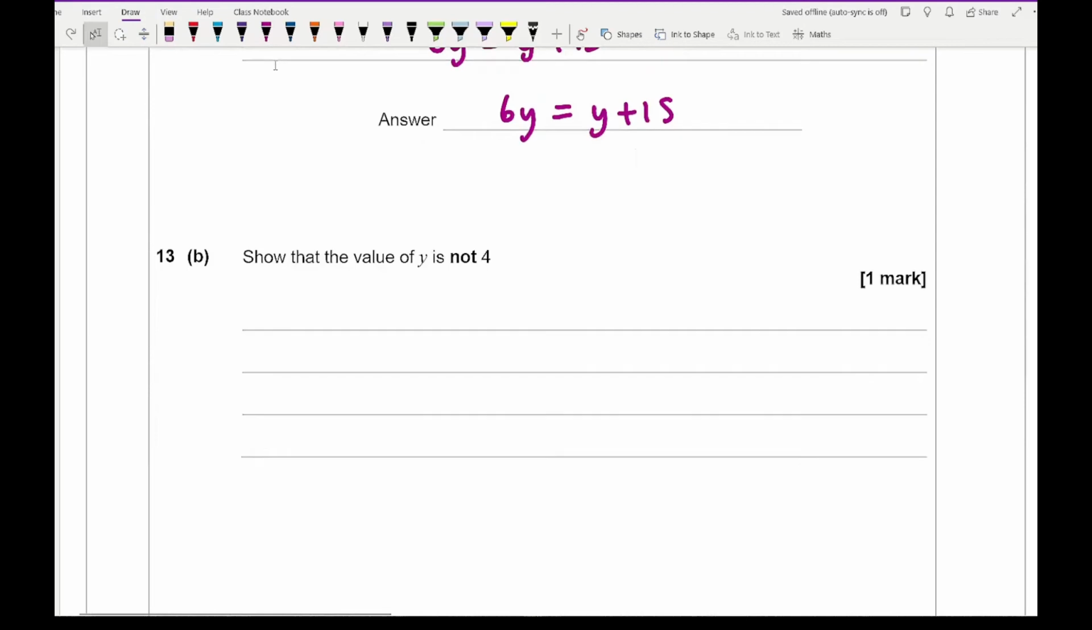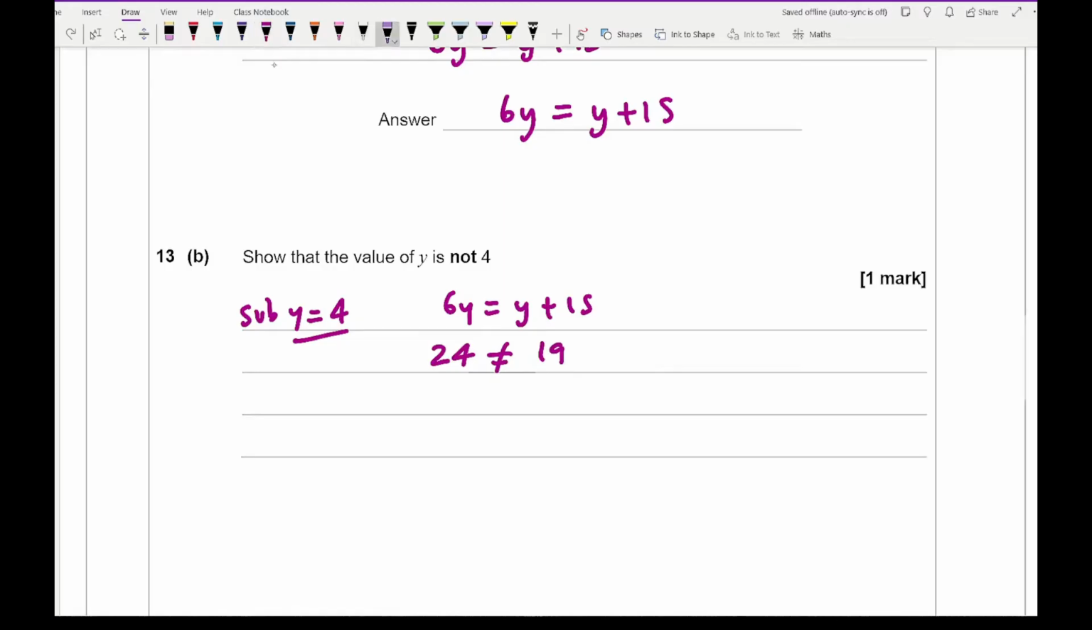Moving on to question 13b, it says show the value of y is not 4. Now there's a couple of ways in which you could do this. You can either sub y equals 4 into both sides. So if I've got 6y equals y plus 15, if y equals 4, then this is going to be 24 and this is going to be 19. They're not equal to each other, so that's why it can't equal 4.